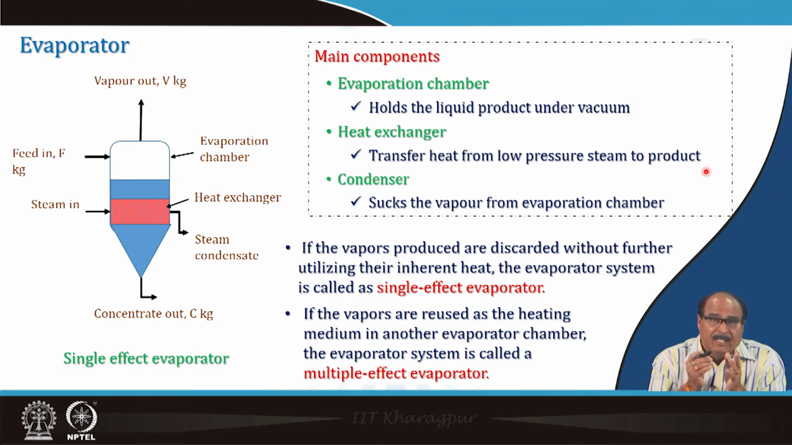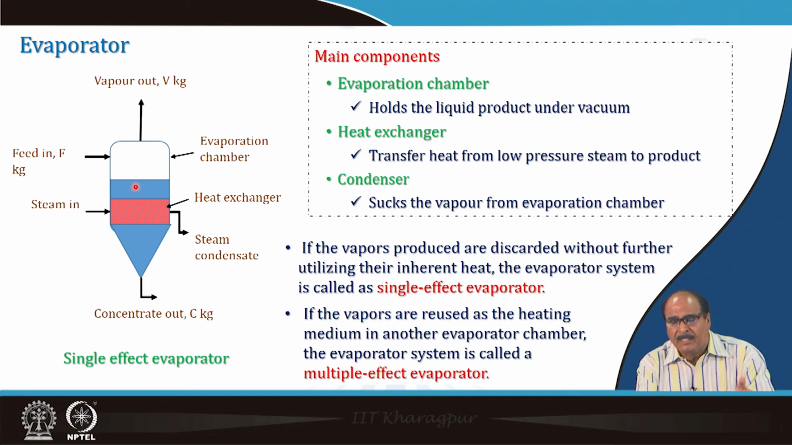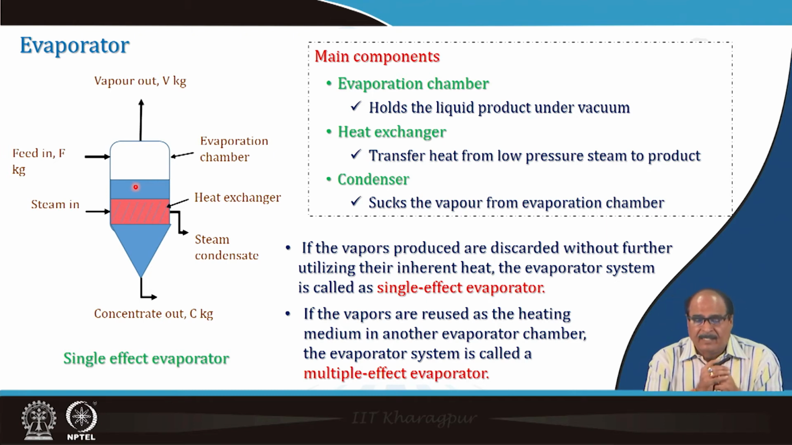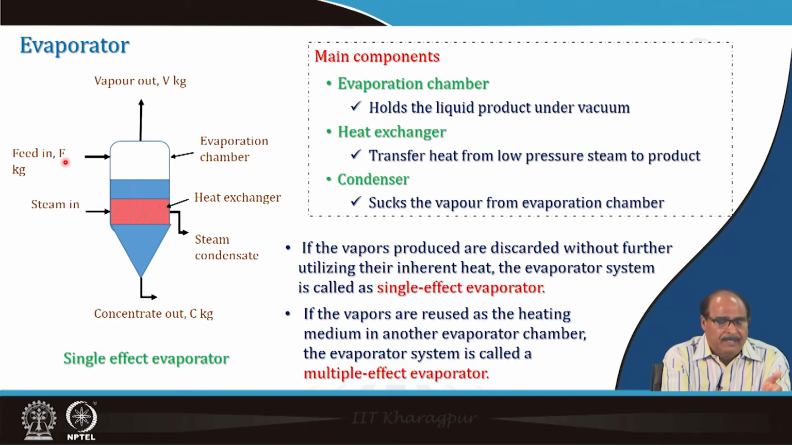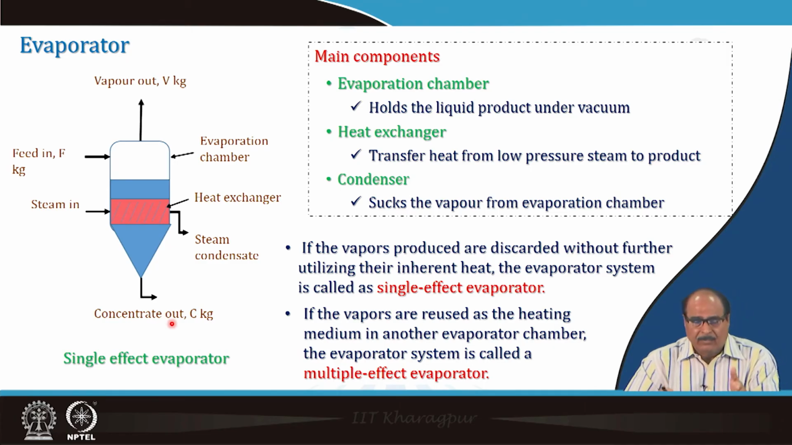Concentration is normally done in an evaporator; here a schematic of the evaporator is given. The main components of an evaporator are the evaporation chamber, which holds the liquid product under vacuum, a heat exchanger which transfers the heat from low pressure steam to the product, and finally a condenser, which sucks the vapor from the evaporation chamber. As you have seen in the dryer, the feed F kg is entering the evaporator and V kg of vapor is going out, and you are getting C kg of the concentrate. Then the amount of water removed one can calculate by mass balance or energy balance.